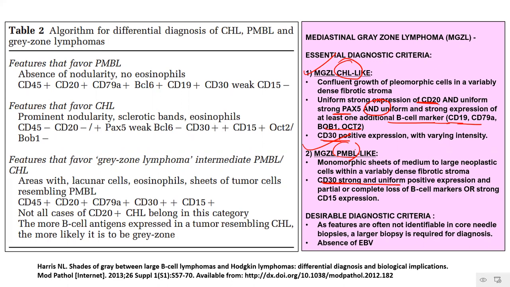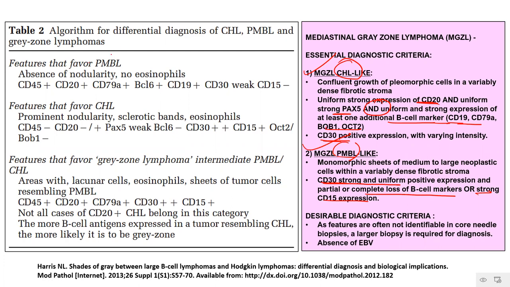Now, this is something which is unusual in a case of primary mediastinal B cell lymphoma. If you go back to the prior slides of PMBL, you would have seen that the expression of CD30 is weak and heterogeneous at most. So a strong and uniform CD30 expression in a tumor which looks like a primary mediastinal B-cell lymphoma, or a complete loss of B-cell markers, which will be very unusual in a typical primary mediastinal B-cell lymphoma, or strong CD15 expression would put that so-called primary mediastinal B-cell lymphoma into the mediastinal gray zone lymphoma category with a primary mediastinal B-like appearance.